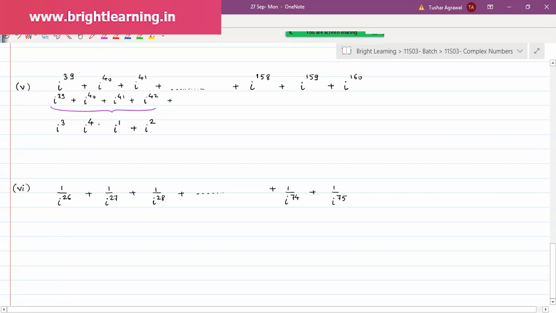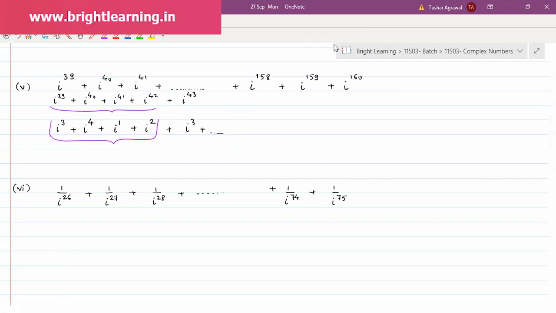Okay. So any four consecutive terms after this, again the table of 4 will be repeated. So i raised to 3, i raised to 4, and when the next term comes, i to the power 43, I will again write it to be equal to i cube only, 40 plus 3. And the cycle will continue. And you see this thing. The consecutive four terms are i cube, i raised to 4, i raised to 1, i square.